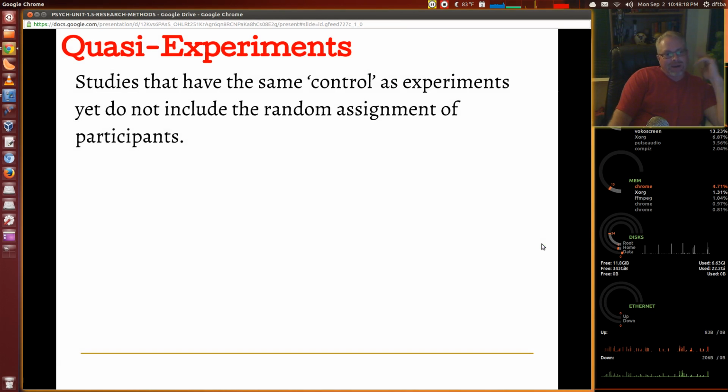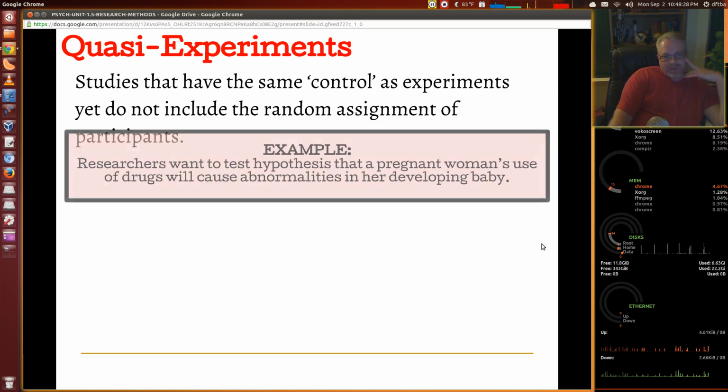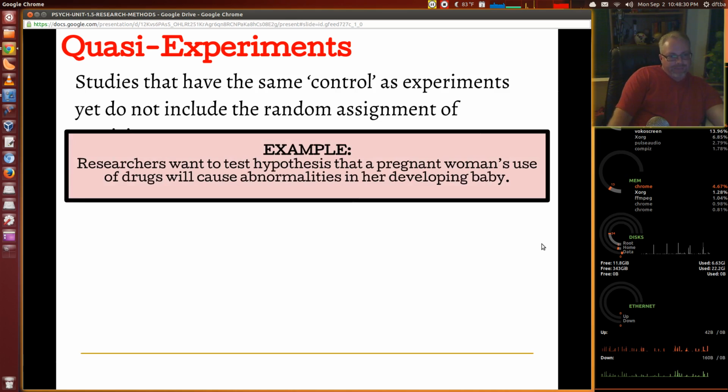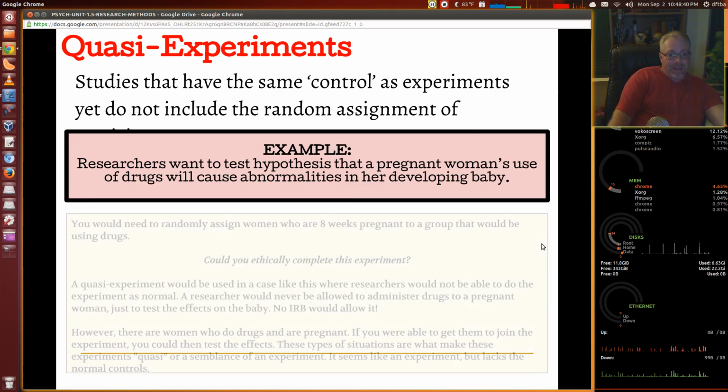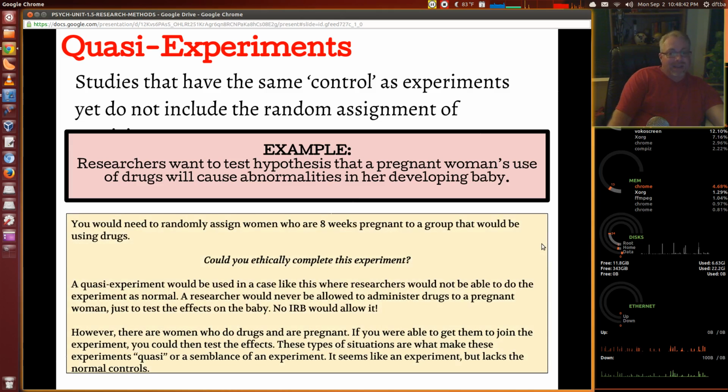So there's one other thing I wanted to show you here. That's quasi experiments. These are studies that have the same control as experiments, yet do not include random assignment of participants. So let's show you an example. Researchers want to test the hypothesis that a pregnant woman's use of drugs will cause abnormalities in her developing baby. Can you see any issues with this? I can see a bunch.